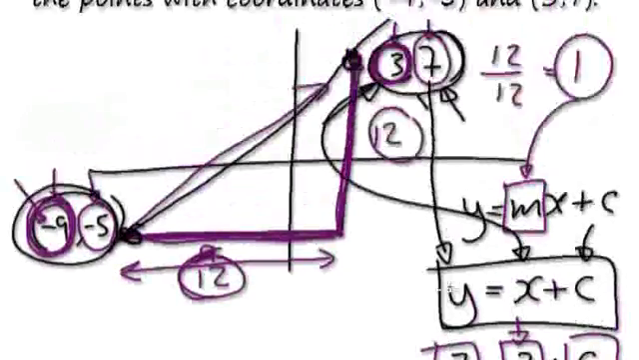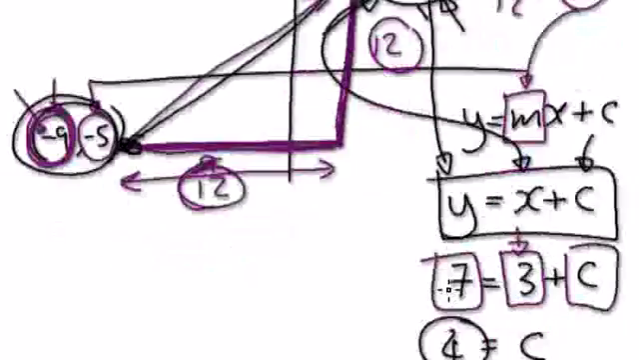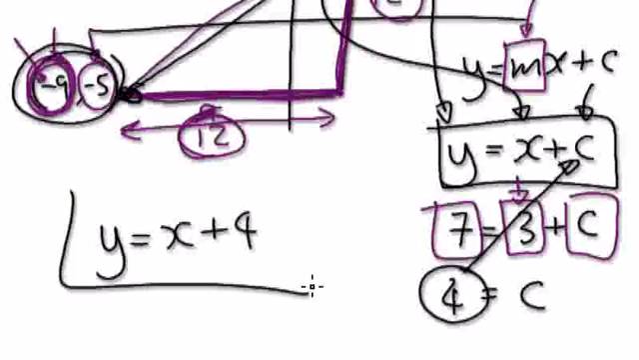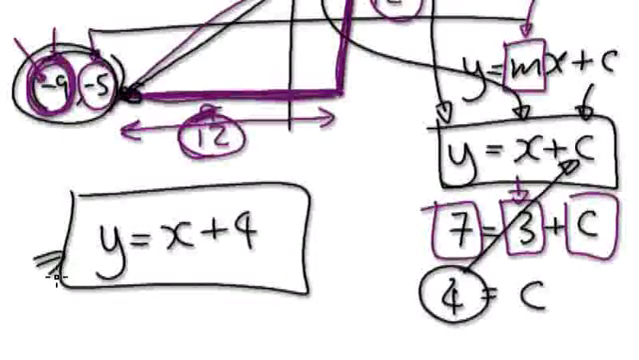Now we can put the 4 back into our equation. The final line is y equals x plus 4. This is our line, this is our equation.